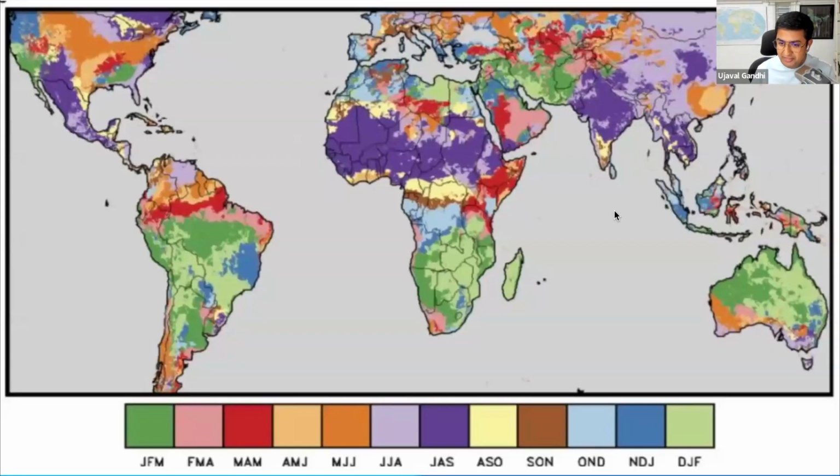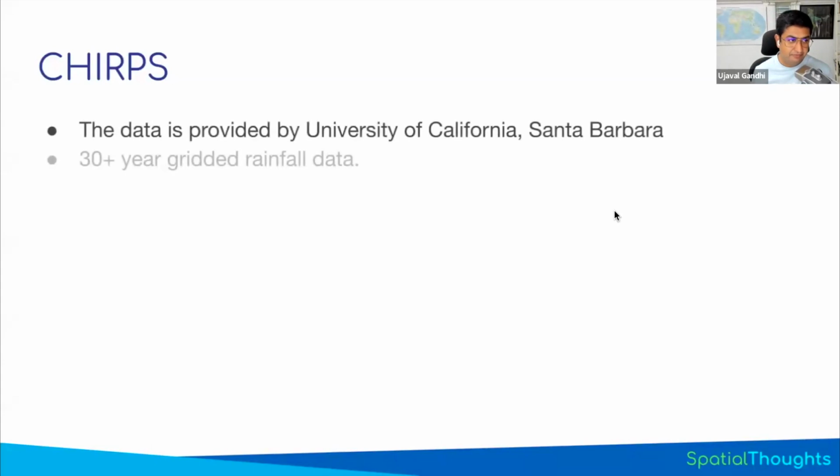This is the coverage of CHIRPS, much lesser coverage. So if you are outside this coverage area, you cannot use CHIRPS. Most notably, Canada is missing. So if you want to use this data for Canada, you're out of luck. Use GPM or ERA5 or other datasets. But it's a 30-plus-year gridded rainfall data. So it's 1981 onwards, you have the precipitation datasets.